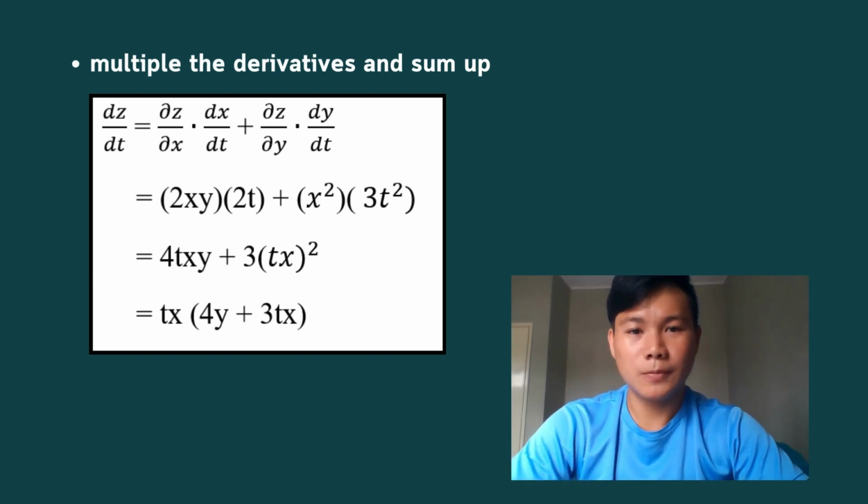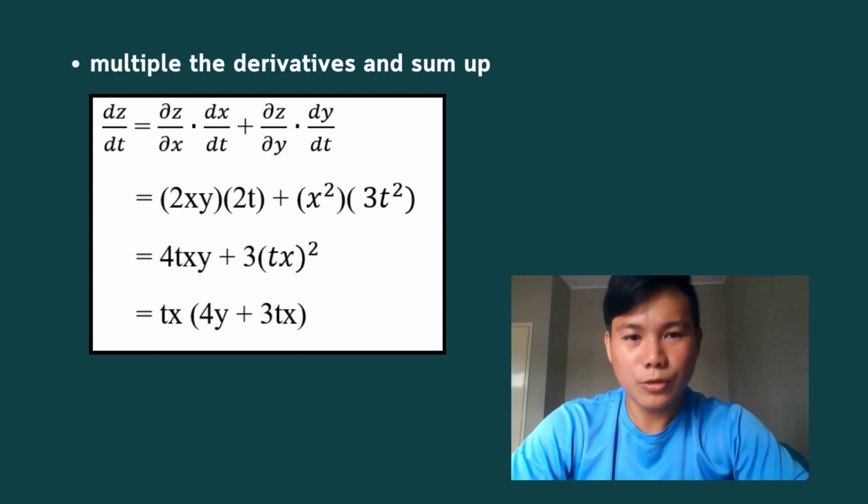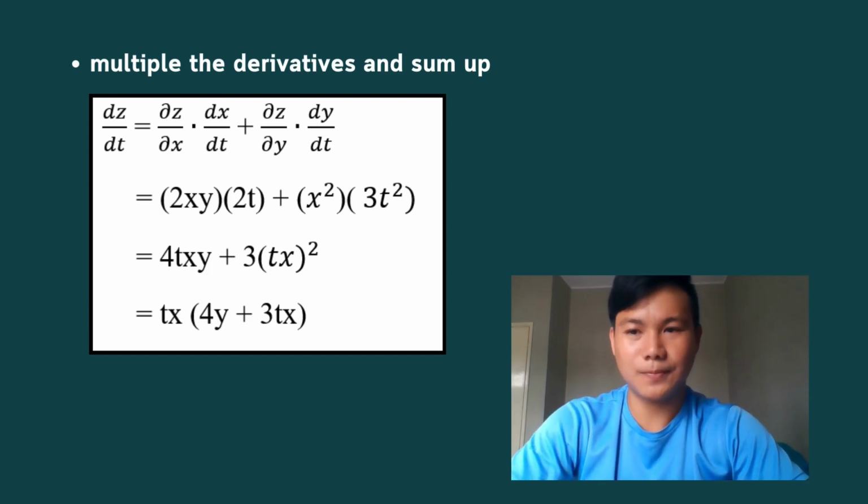So for the solution, dz over dt equals dz over dx times dx over dt plus dz over dy times dy over dt. This equals 2xy times 2t plus x squared times 3t squared. So the answer is 4txy plus 3tx squared. Further simplified, it equals tx times (4y plus 3x).